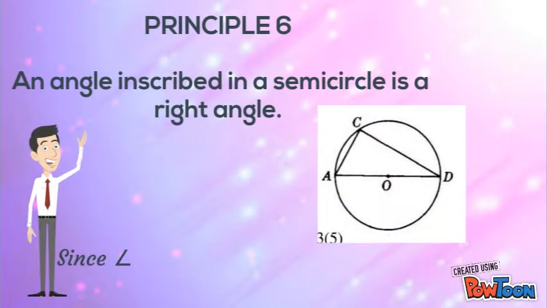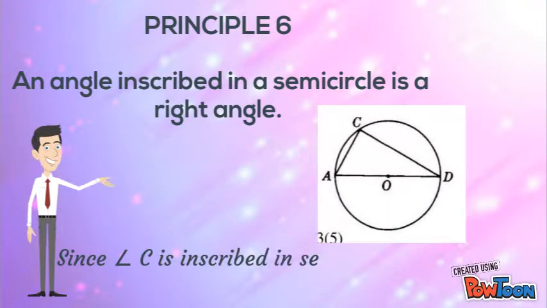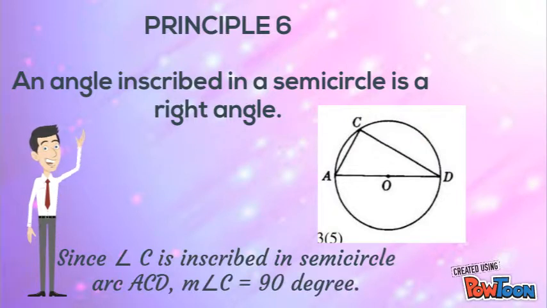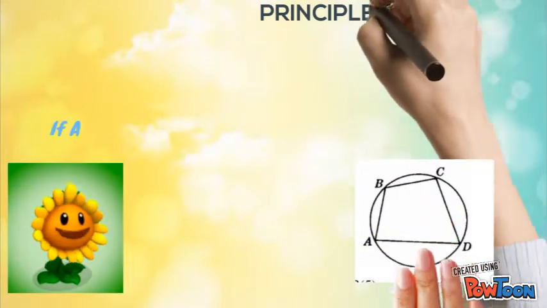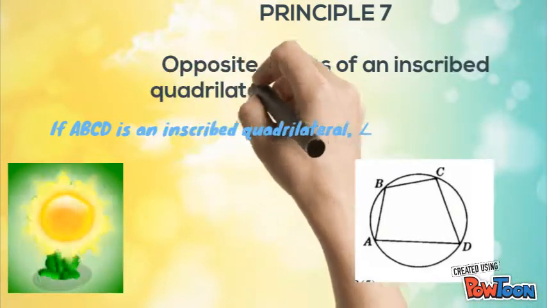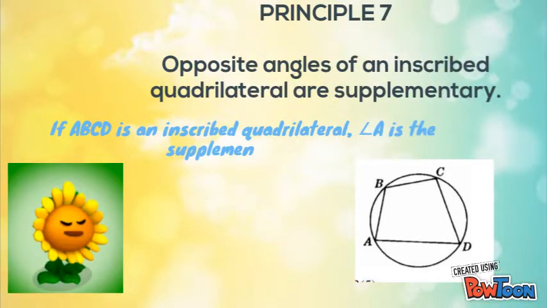Principle 6. An angle inscribed in a semicircle is a right angle. Since angle C is inscribed in semicircle arc ACD, angle C is equal to 90 degrees. Principle 7. Opposite angles of an inscribed quadrilateral are supplementary. If ABCD is an inscribed quadrilateral, angle A is the supplement of angle C.